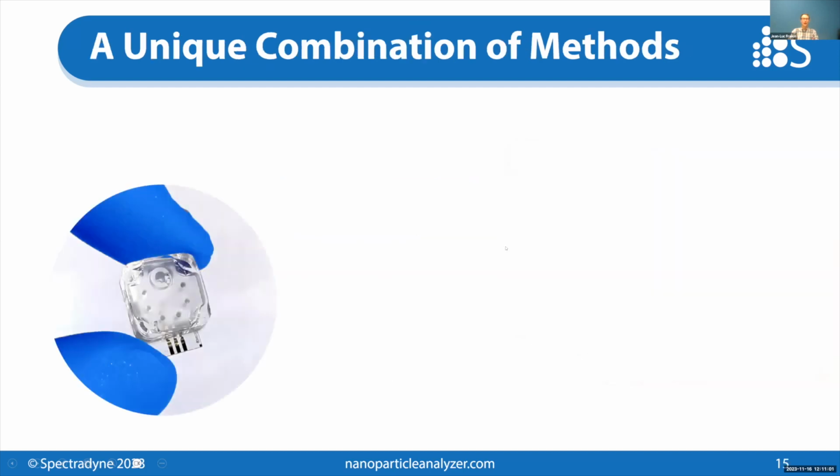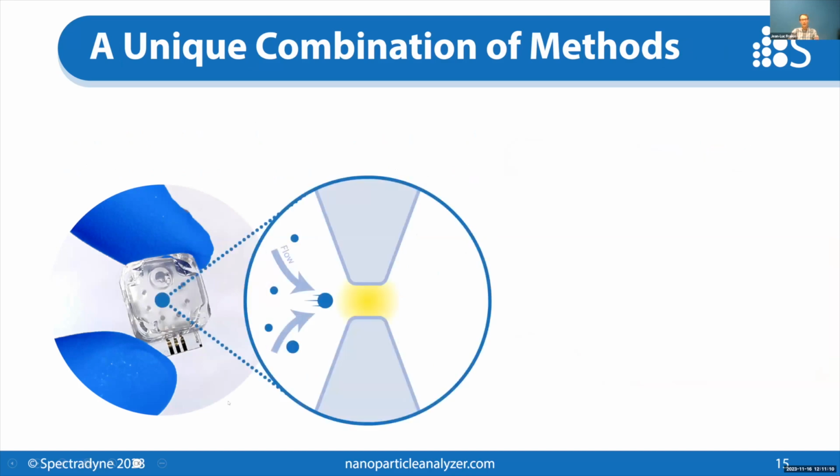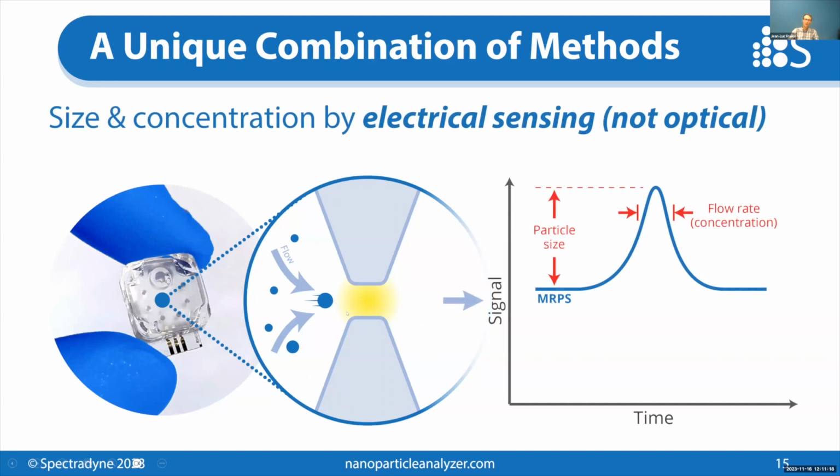Let me tell you a little bit about how it works so that when we show you data later, you'll understand what's going on. The magic happens inside this microfluidic cartridge. It's about a half inch on the side. The way our technology works is we flow the sample through a constriction in the fluid flow path. Every time a single particle goes through this constriction, we get an electrical signal, not an optical signal. This electrical signal tells us the particle size, as well as how fast it went through the constriction. From that, we can get particle size and concentration because we know the sample flow rate.